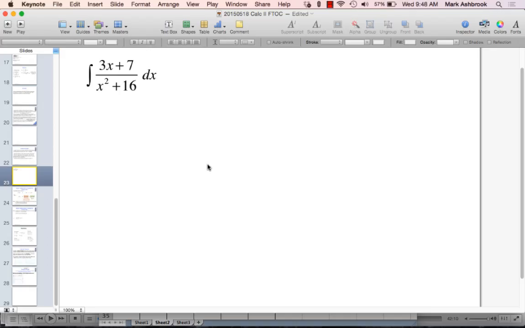Does anybody pick up in the first week the importance of antiderivatives? Okay, right. So they would allow us to find an amount of accumulation or a change in amount, given rates. So right here, suppose this is from 10 to 32. So we're integrating from 10 to 32, 3x plus 7 over x squared plus 16.